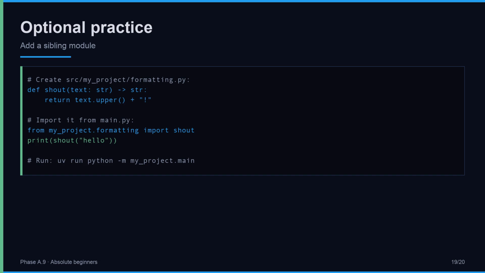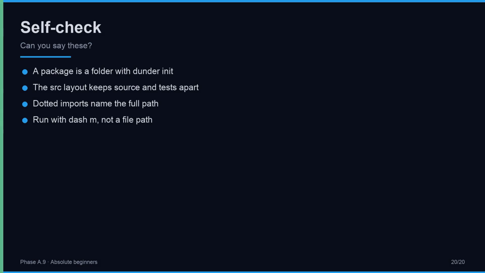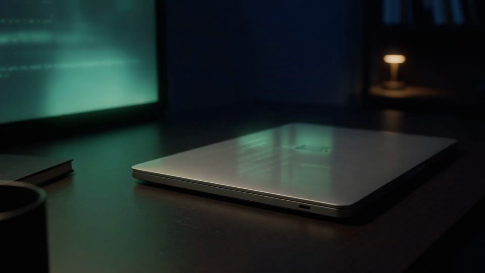Add a sibling module. Quick self-check. Can you explain in one sentence what makes a folder a Python package? Can you describe why the src layout exists and what problem it prevents? Can you write an absolute import path for a module inside a package? Can you run a program in a src layout project without triggering an import error? If any feels shaky, rewatch the matching part. Say each out loud.